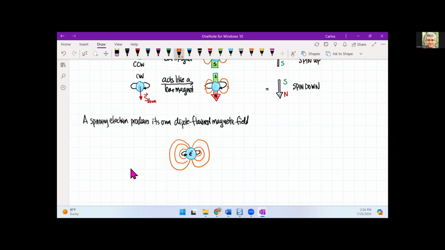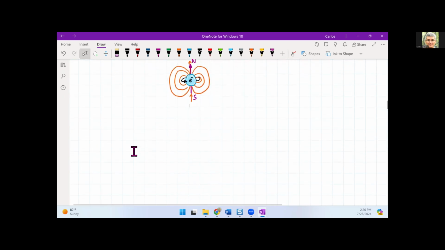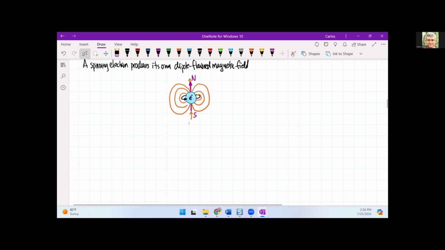And so I'm seeing here that I'm getting something like this. When I look at the dipole moment of this guy, this is what I mean by that dipole moment right there. That means it has a north and a south end. So how do I get a magnetic field here?